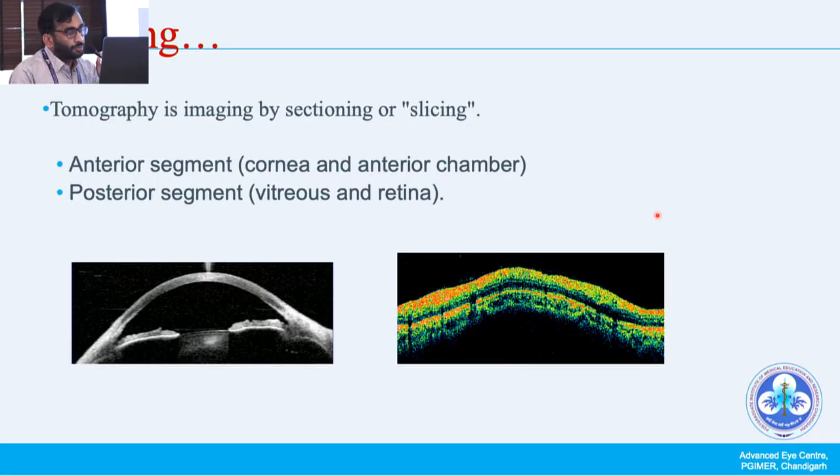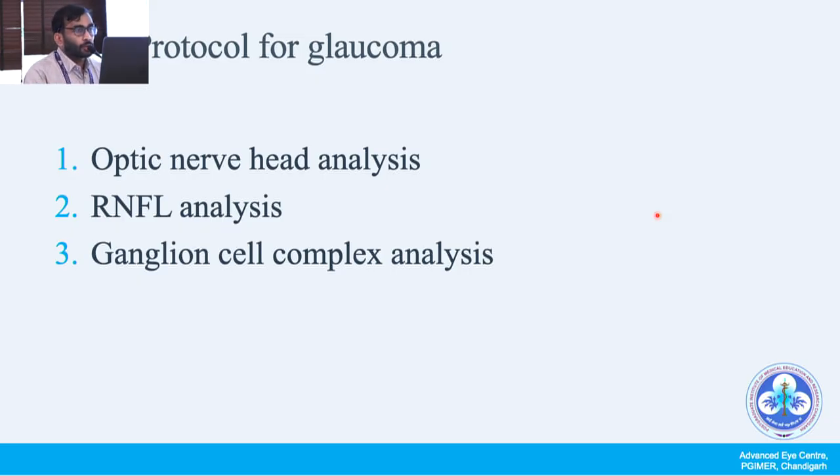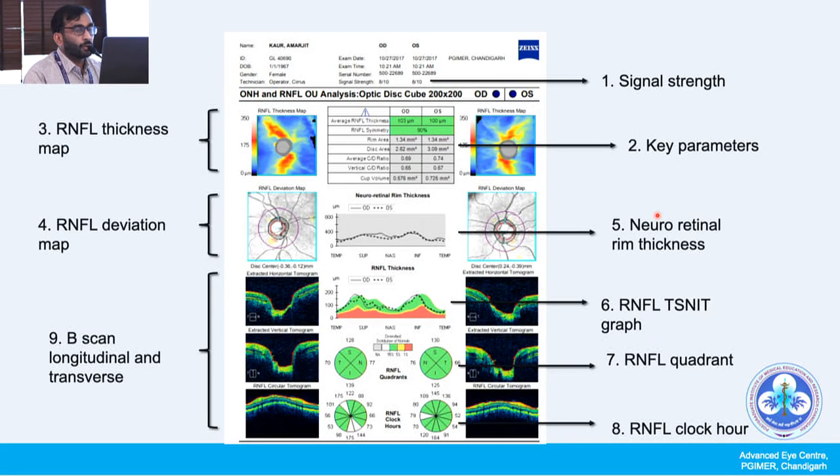And for the eye, it can be anterior segment imaging or posterior segment imaging. For the posterior segment, we have retinal scans, optic nerve head scans, retinal nerve fiber layer RNFL scans, and the macular GCC scans. So the protocols for glaucoma are mainly optic nerve head analysis, RNFL analysis, and GCC analysis. A typical Zeiss OCT will give a printout like this, a combination of optic nerve head and the RNFL. This is the RNFL and the optic nerve combined printout. These are the various parts he already mentioned.